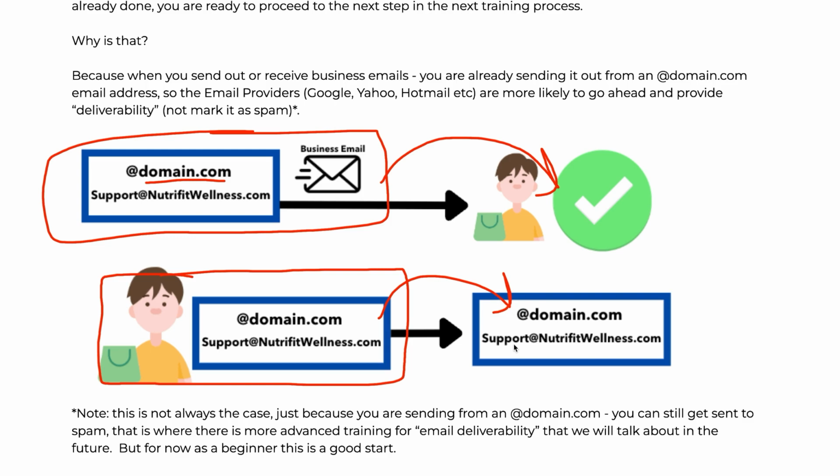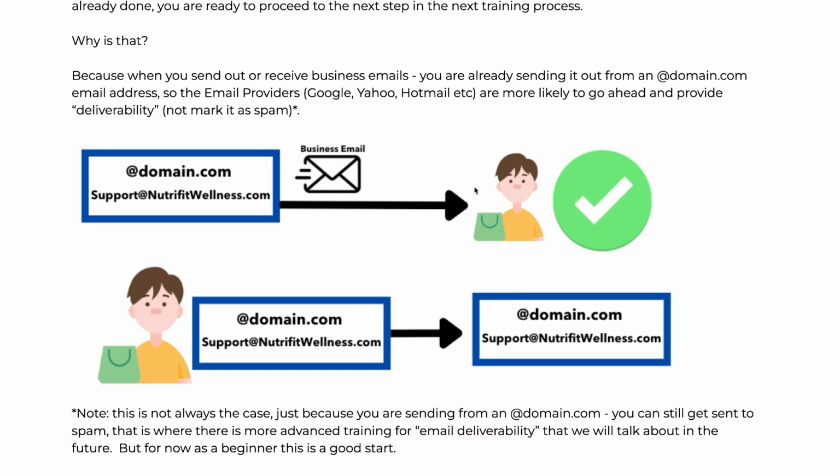Now, just note that just because you have a domain name email address, that doesn't always mean that you're going to get 100% email deliverability. It doesn't mean that every single time you send out emails, that is 100% going to get delivered. But right now, as a beginner, that is a good spot. And then down the road, we'll walk you through some of the more advanced topics around email deliverability, so that way you can go ahead and refine this even more. But in terms of step number 1, in terms of setting up your @domain email, this is already done.